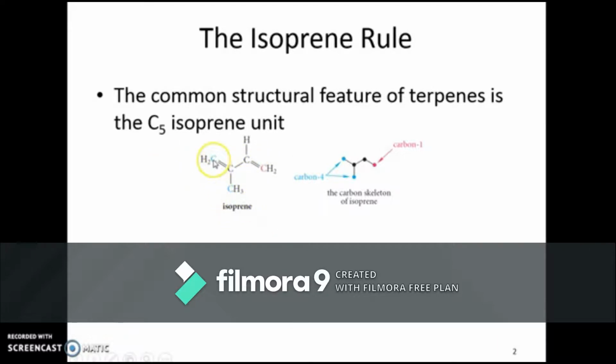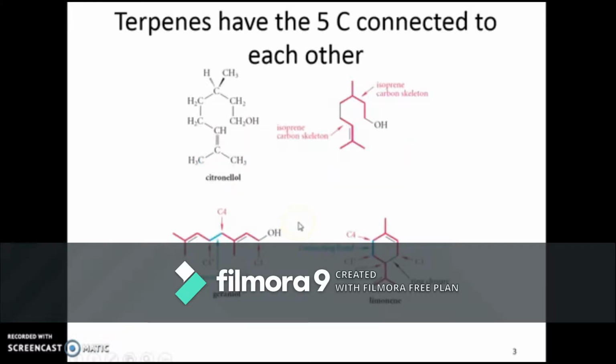All you have to have for an isoprene unit in a terpene is 2 carbons attached together like this, and then 2 like that. We call this part the mouth. It looks kind of like a Pac-Man mouth right here. And then this part is called the tail. Every terpene has units of isoprene in it.